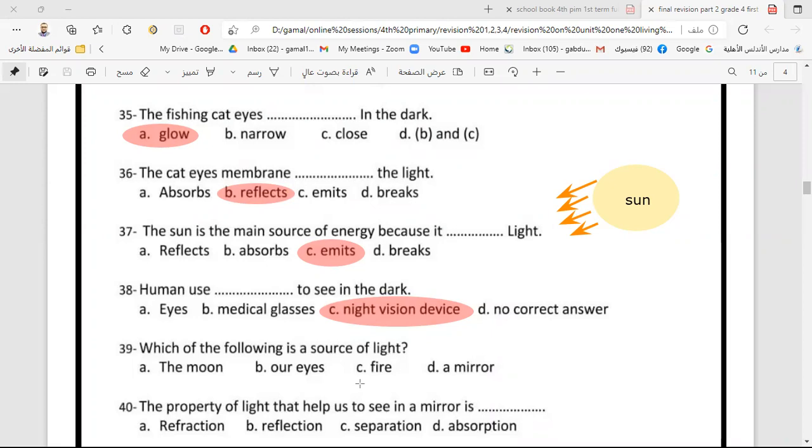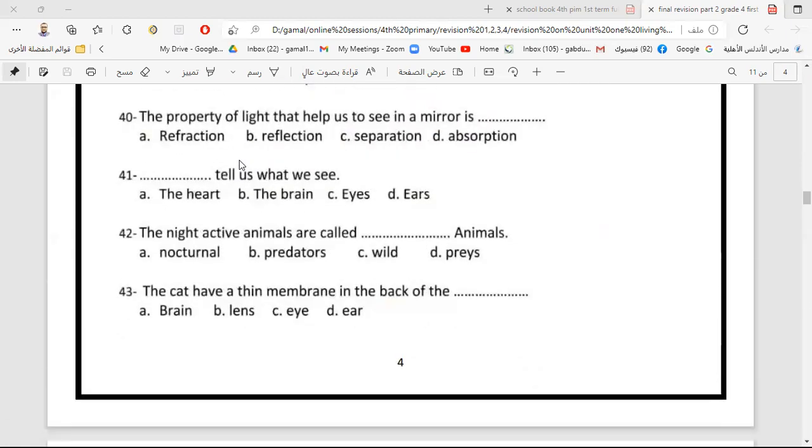Ahmed Helmy now. Which of the following is a source of light? Fire. Excellent. It is not the moon. The moon is not a source of light, you know? Of course. Very good, my son. The moon is only a dark body, but it reflects the sunlight.